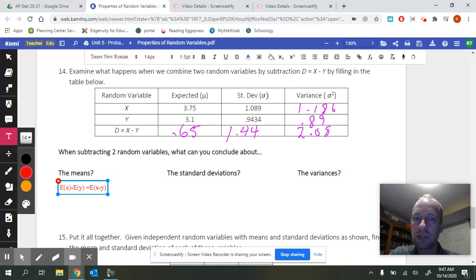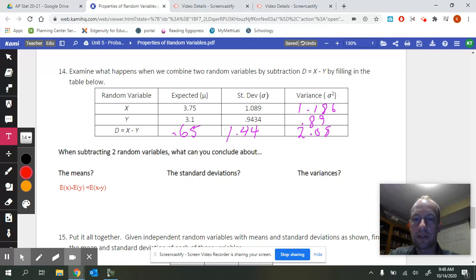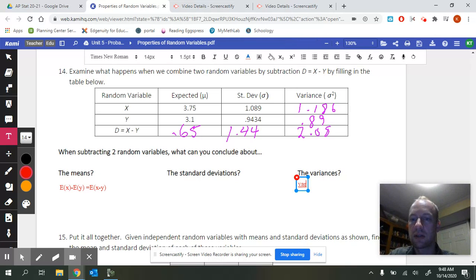The standard deviations are still a mess. I mean, we can't add those together, we can't subtract them, it's not really doing anything. But this is what's so cool: the standard deviations squared are doing the same thing that we did earlier with addition. And so we can write over here that the variances still add. And we can write it as variance of X plus the variance of Y is equal to the variance of X minus Y.